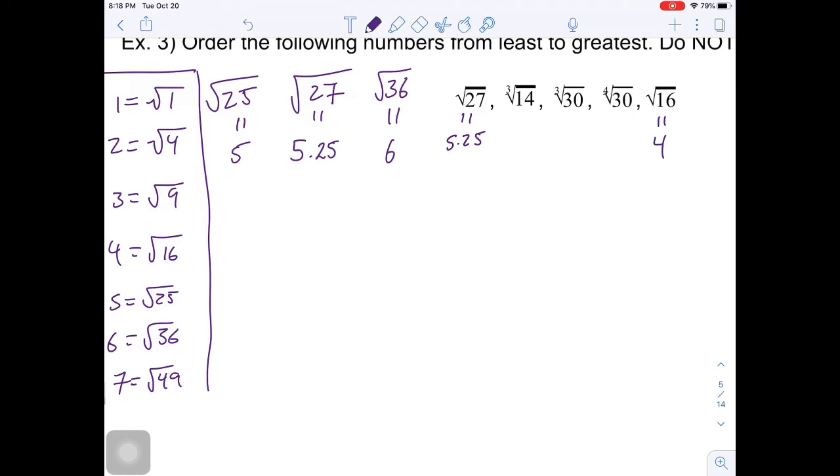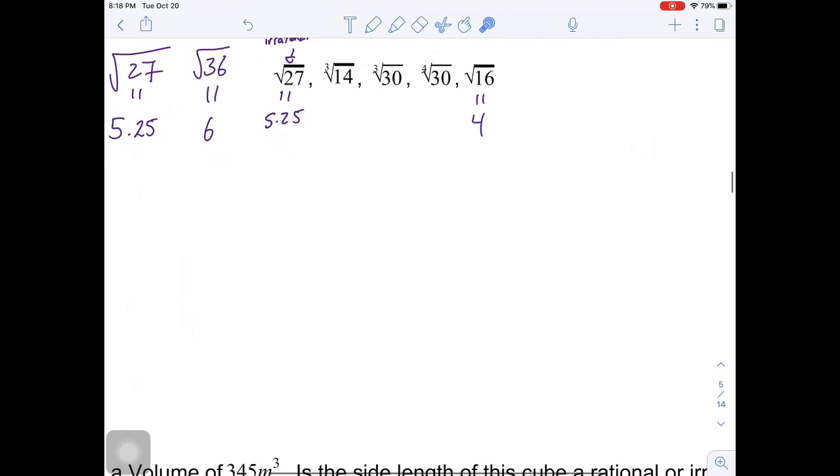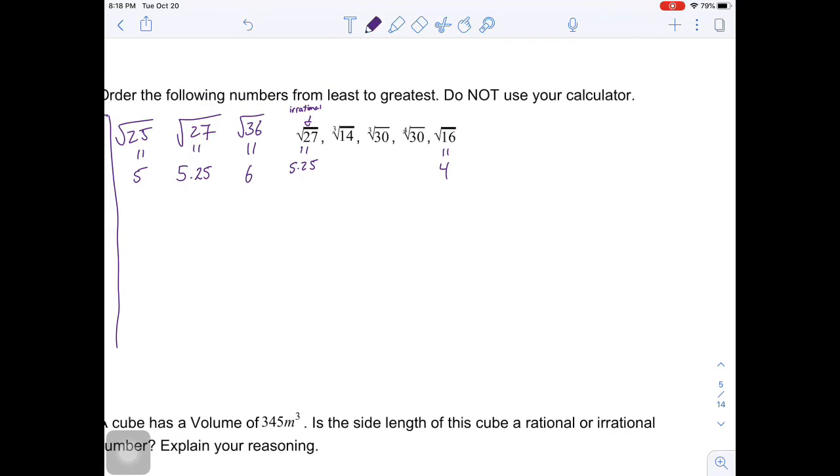Recognize it is not a perfect square, so just to reiterate, this means it's irrational. Okay? This is an estimate. If we actually plugged it in our calculator, it would go on and on and on forever. Okay, so there's our estimate so far.